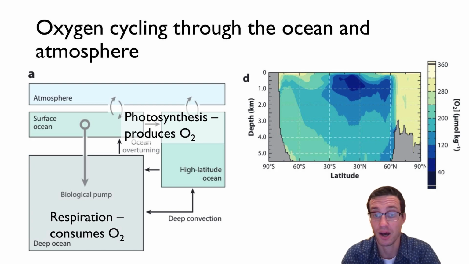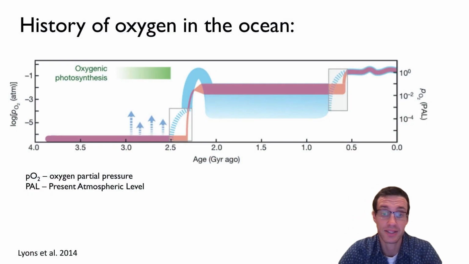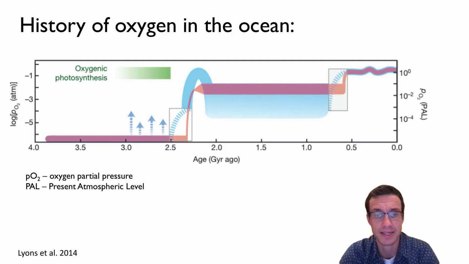Now, oxygen has not always been present in the ocean. If you go back to the origination of the Earth, there's very little oxygen present in the atmosphere. There's still some, just due to breakdown of atmospheric molecules, but there is very, very little.